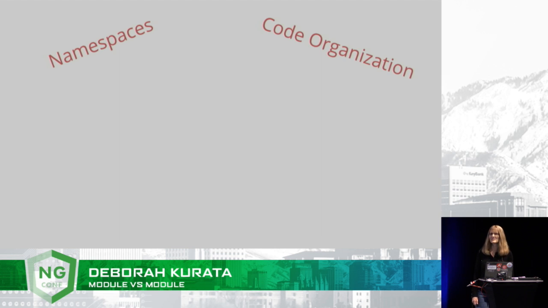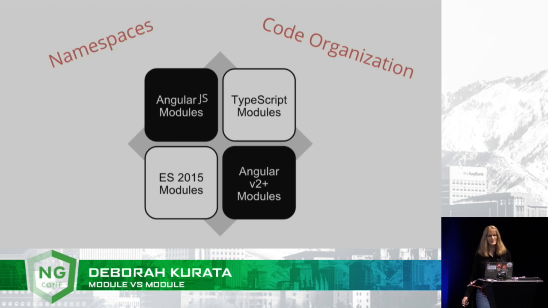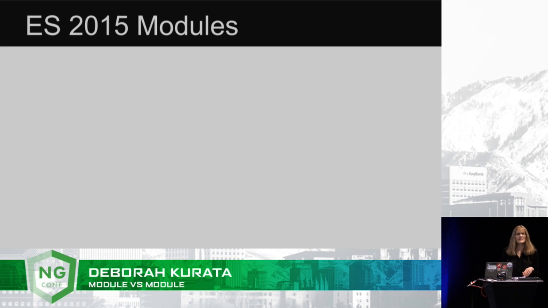Namespaces, code organization. Modules are supposed to be solving those issues. So AngularJS had modules, TypeScript has modules. ES 2015 standardized what a module should be. Angular uses ES 2015 modules, but it also has its own Angular modules. What's the difference? ES 2015 modules, when you think of those, you're thinking of code files.